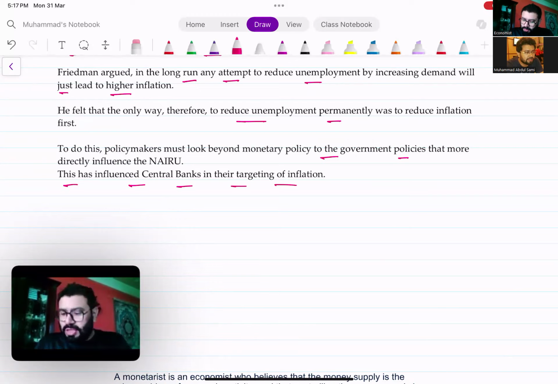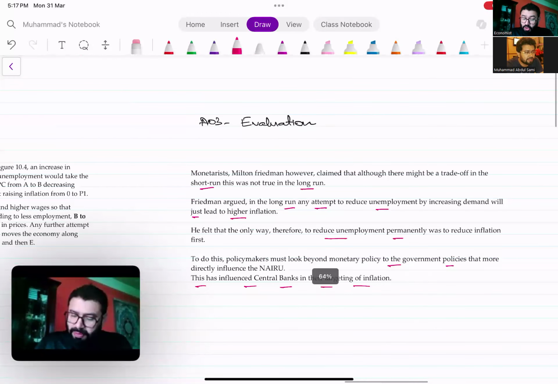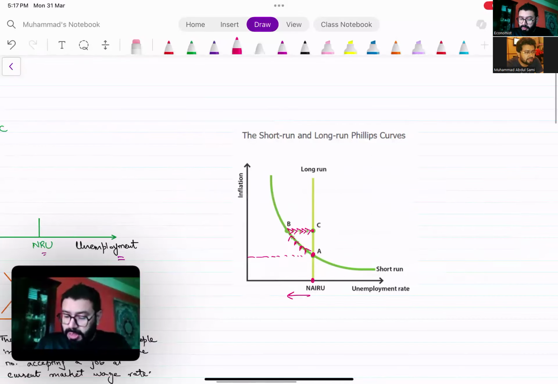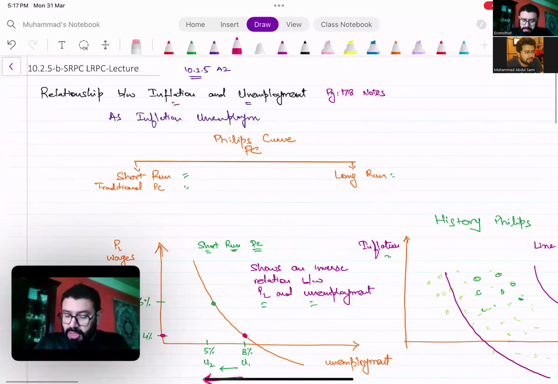So this is about today's topic. We have covered the short-run Phillips curves and the long-run Phillips curve. Hope this gives you a very good understanding of it.